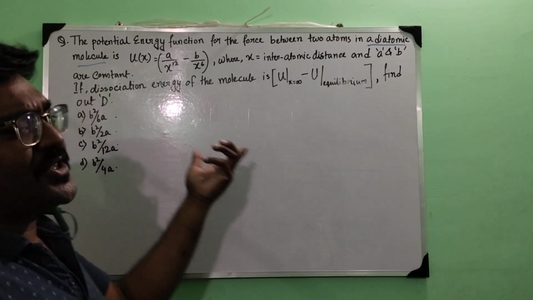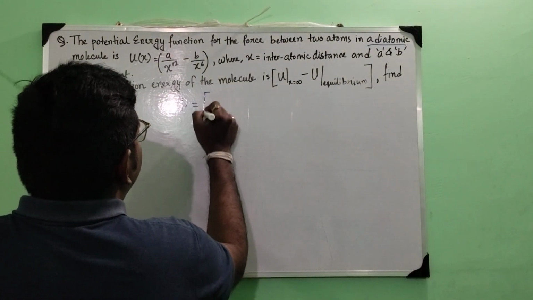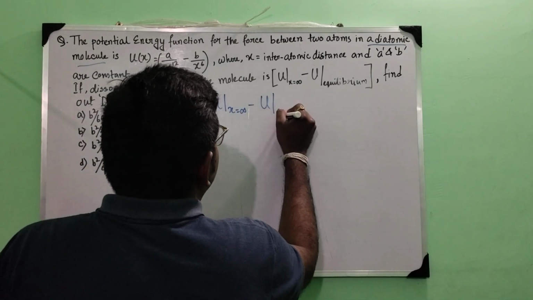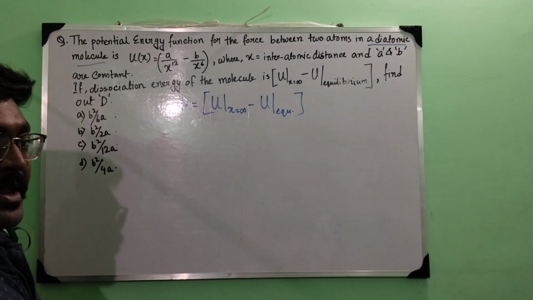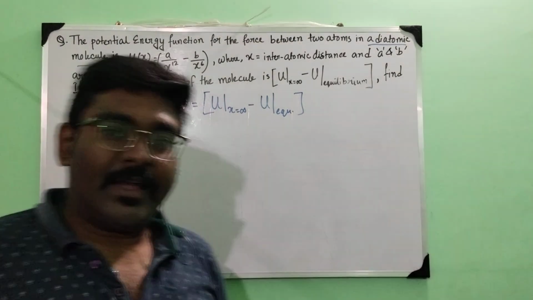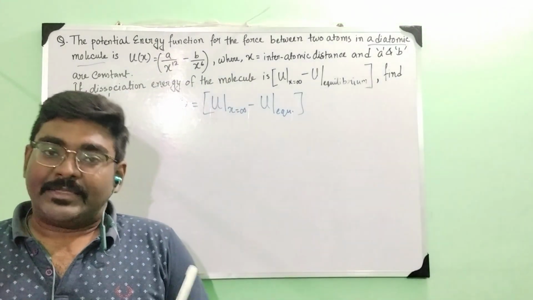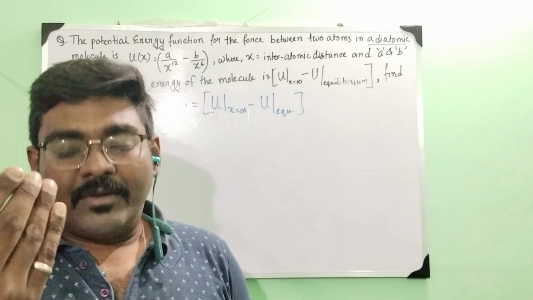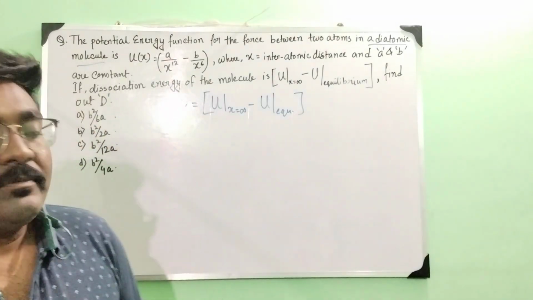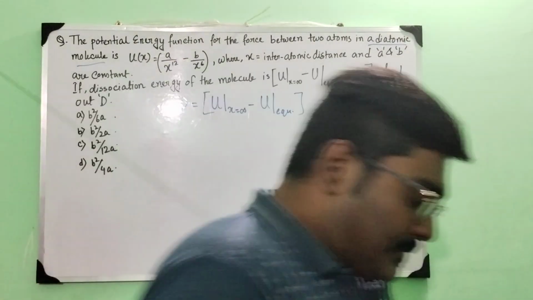What is D? D is the dissociation energy, and it is given that D equals U at x equals infinity minus U at equilibrium. We have to find D, and options are given, and you have to find the answer. First you will try to solve this sum, then I will solve it, then I will make you solve this problem. So just pause the video and try to do it on your own.